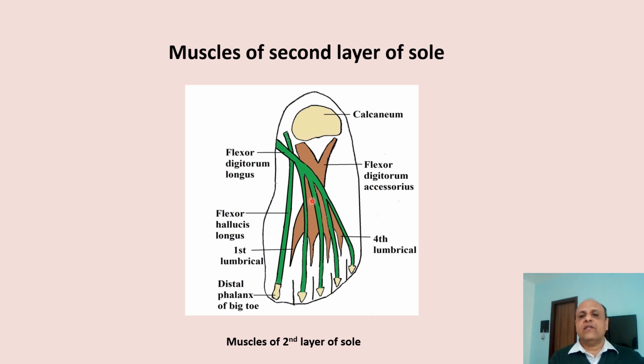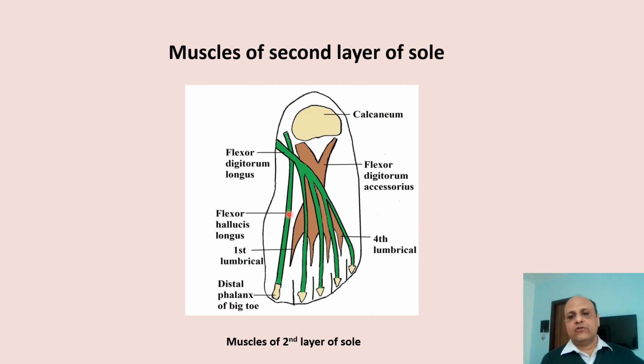It has also got the flexor digitorum accessorius muscle, which is accessory to the flexor digitorum longus muscle in action, and it has also got lumbricals, which are numbered from medial to lateral side. So first lumbrical, second lumbrical, third lumbrical, and fourth lumbrical. Now we will do these muscles one by one. Let us start with flexor hallucis longus.